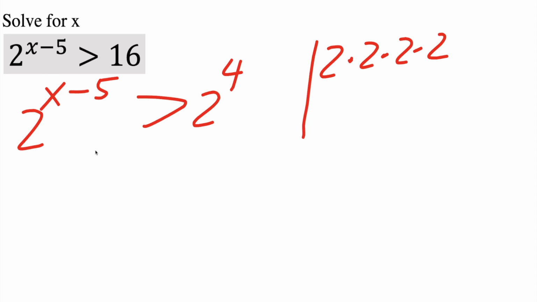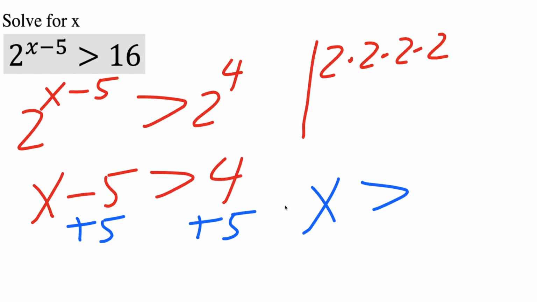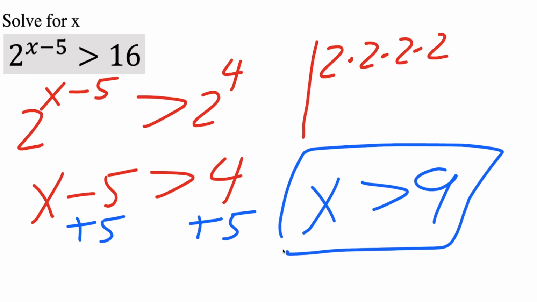The only thing that is different is the exponent. Because the exponent is different, we get to just focus on the exponent part. So x minus 5 is greater than 4. Okay, now we want to get rid of the negative 5, so you can add 5 on both sides. And we're going to get x is greater than 4 plus 5 is 9. So our final answer is that x is greater than 9.